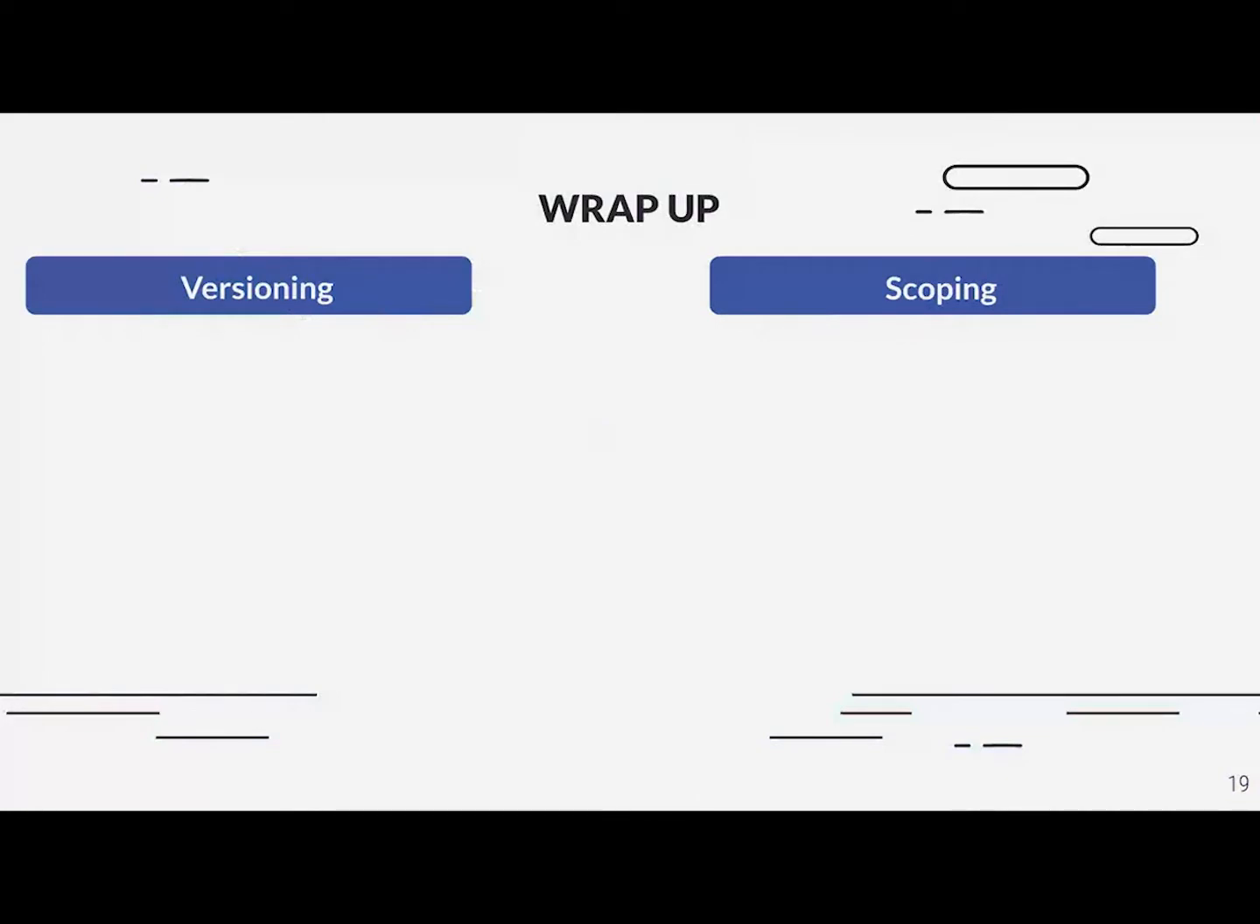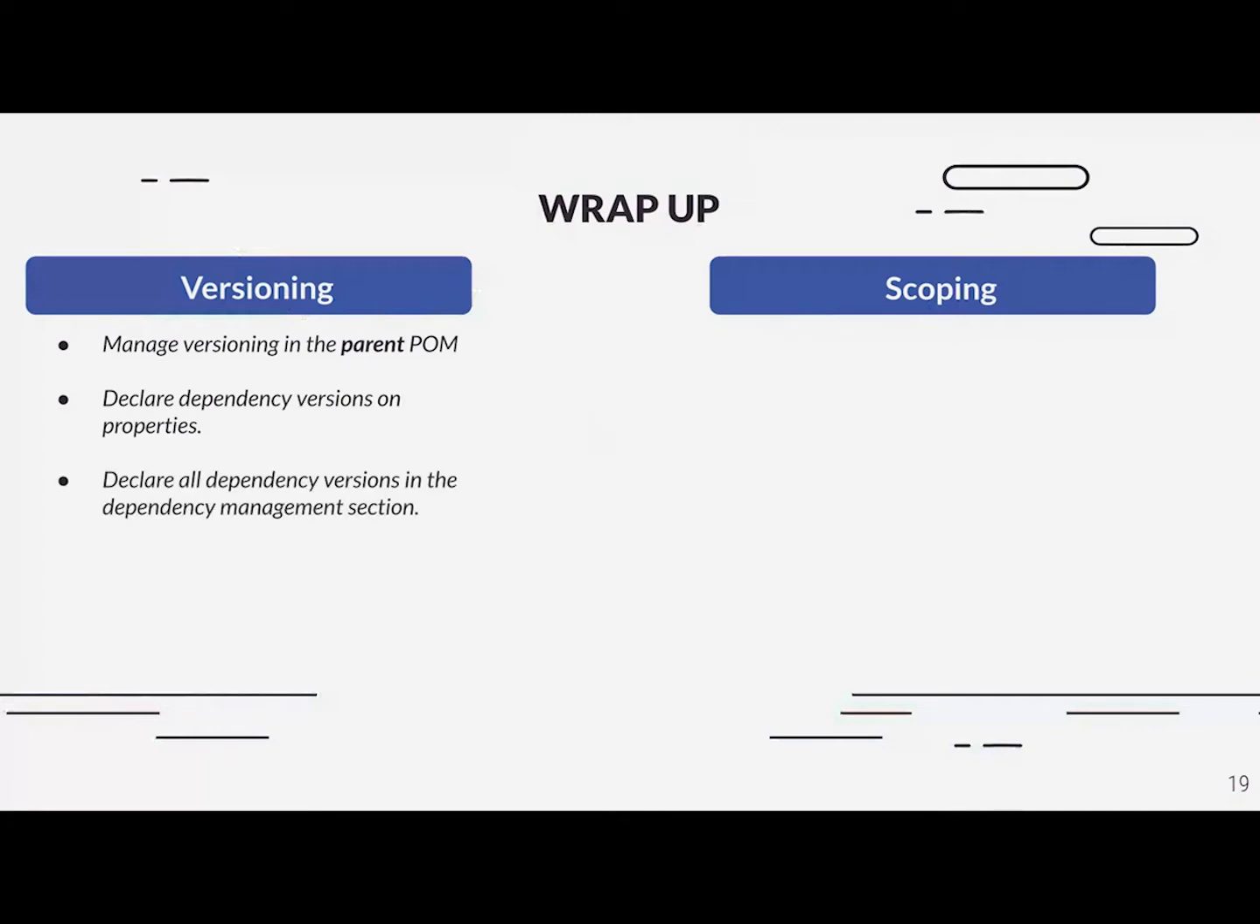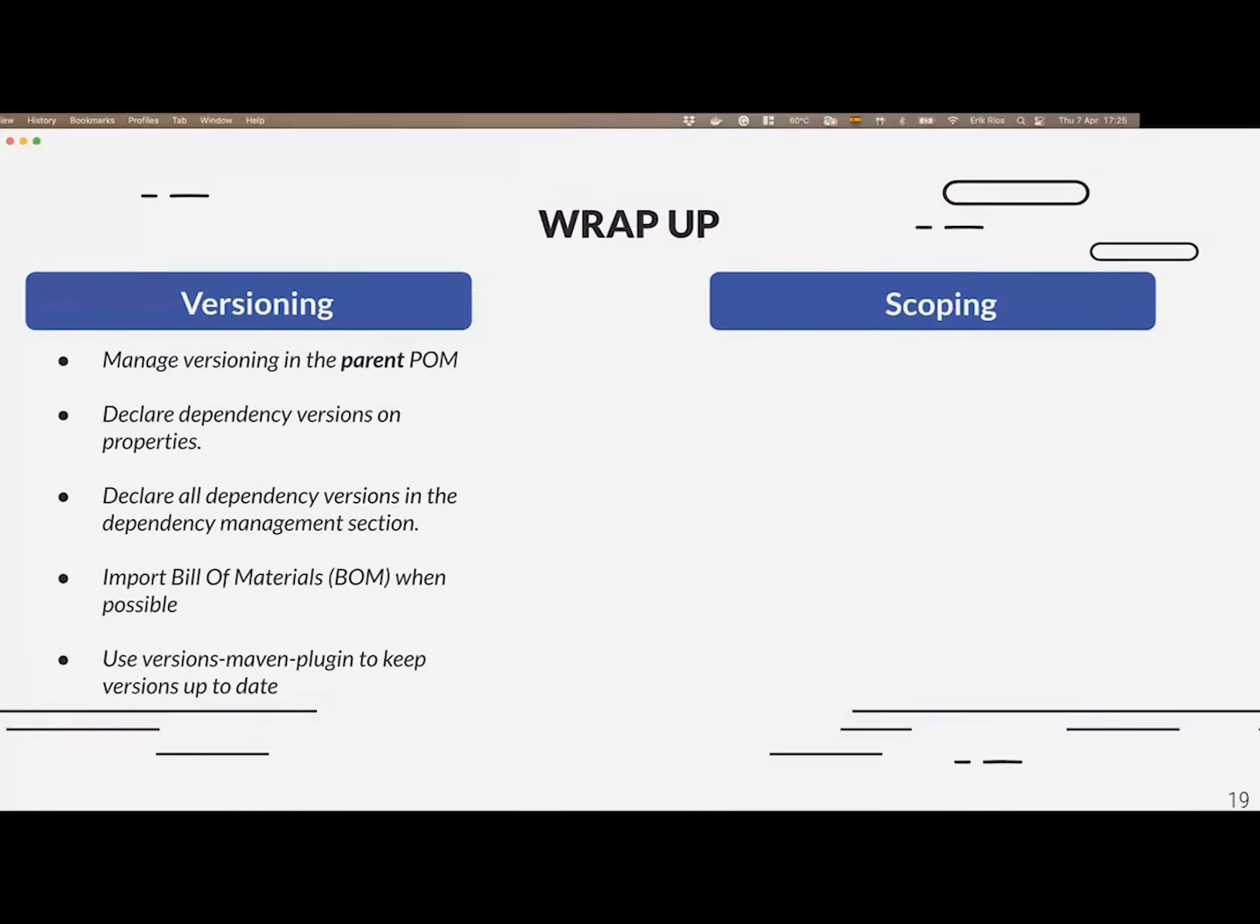Just as a wrap up, we have some good practices to keep in mind when doing versioning and when doing scoping. Basically, for versioning, we keep and manage the versioning in the parent POM of our multi-module projects. We declare the dependency versions on properties. We declare all the dependency versions in the dependency management section. We import bill of materials when possible, and we use the versions Maven plugin to keep versions up to date.